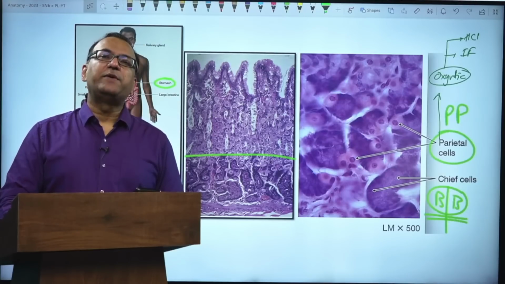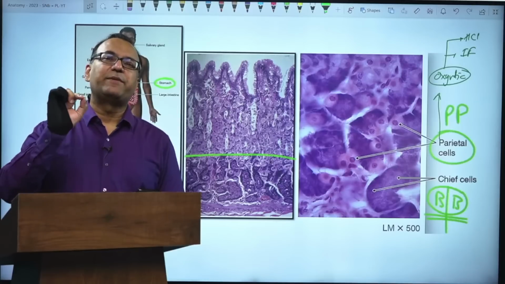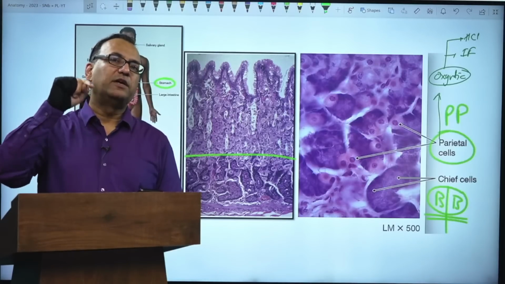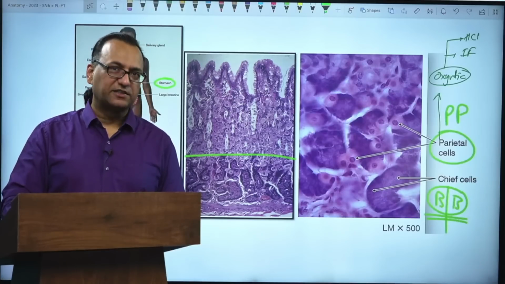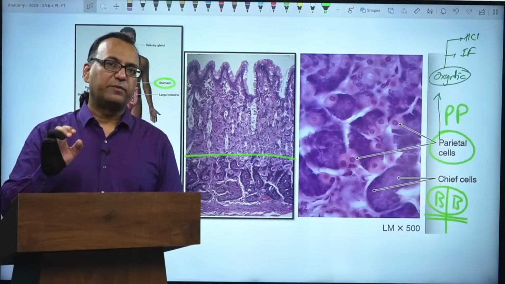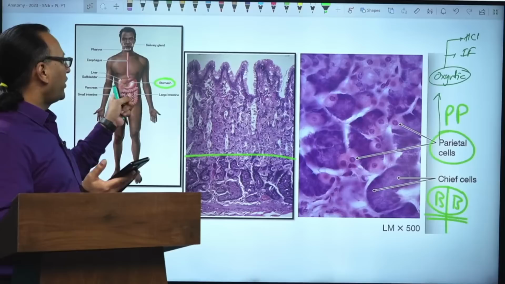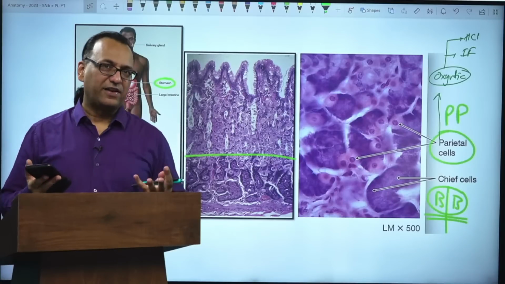The question is, vitamin B12 absorption, which is the least important? Stomach, duodenum, jejunum or ileum? Jejunum, yes, jejunum is least important, because obviously stomach is important, it is giving us the intrinsic factor.